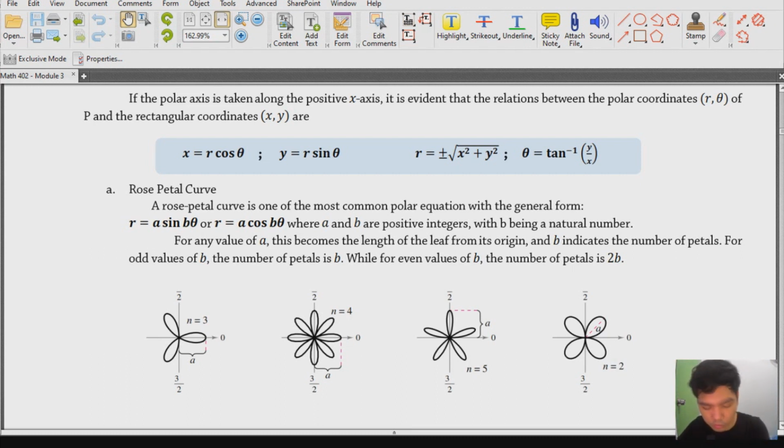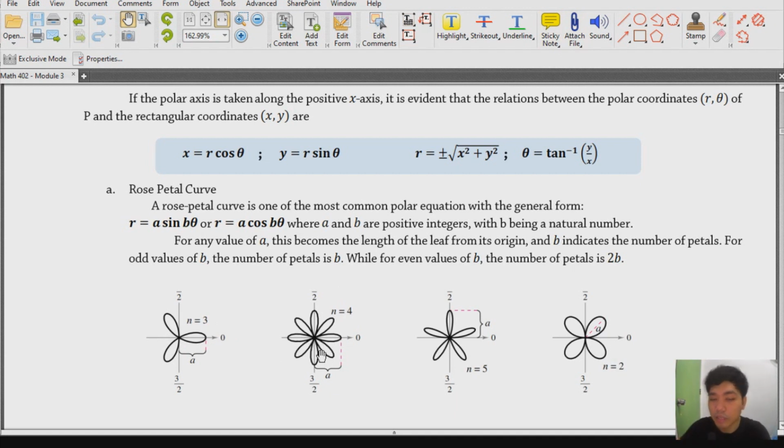As what I've been talking about a while ago, yung rose petal curve is a special kind of polar equation, ano? And it is usually given by r is equal to a sine b theta and a cosine b theta. So yung b natin is yung nagdedetermine kung gaano karami yung number of petals. So kung mapapansin nyo dito, when b is equal to 3, meron siyang tatlong petals. Kapag b naman is equal to 4, meron siyang 8 petals.